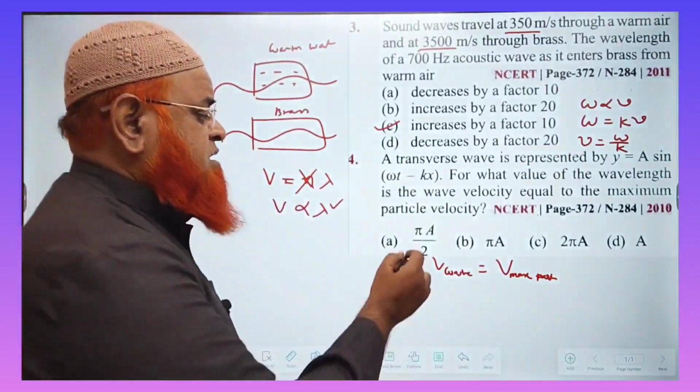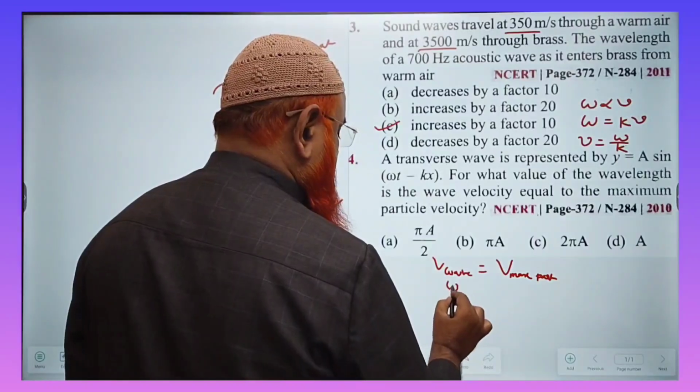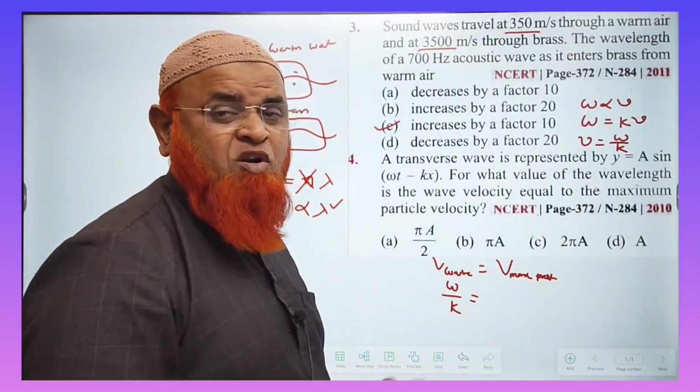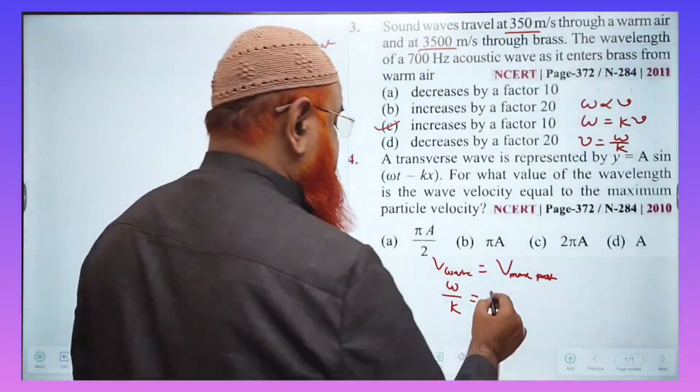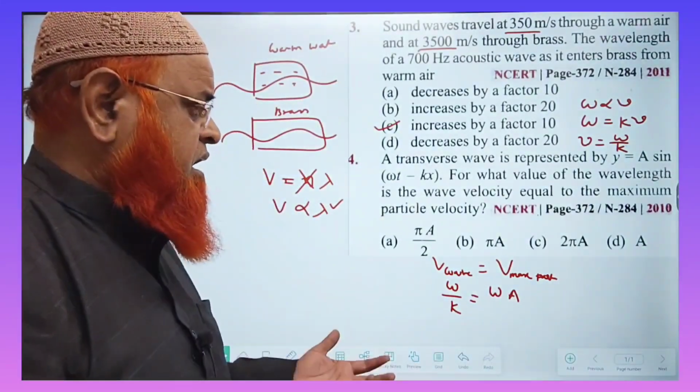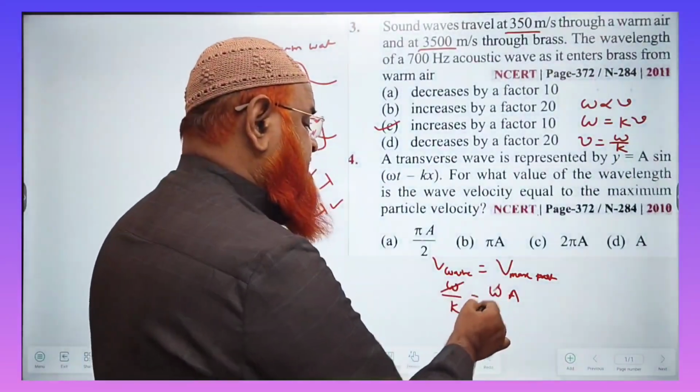Okay, so you can write now v is equal to omega by k. And what is this? Maximum particle velocity. What is the formula for particle velocity? It is nothing but omega into a. That's it. Omega into a. So here omega gets cancelled.